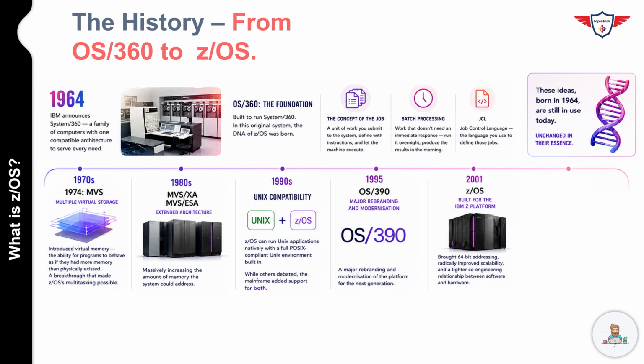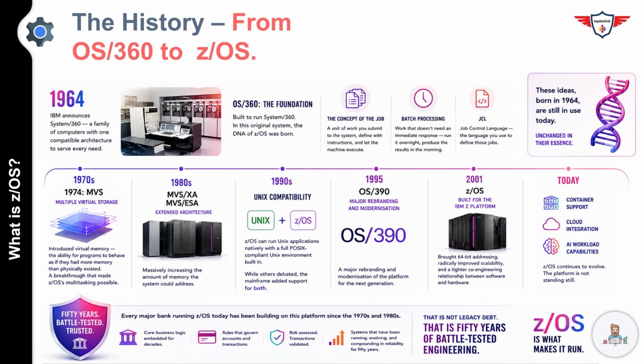In 1995 came OS/390, a major refresh, and then in 2001 IBM released z/OS, named after the IBM Z hardware it runs on. z/OS brought 64-bit addressing, improved scalability, and tighter connections between the software and the hardware beneath it. Today, z/OS keeps receiving updates. IBM has added container support, cloud integration, and AI workload capabilities. This platform is not standing still.